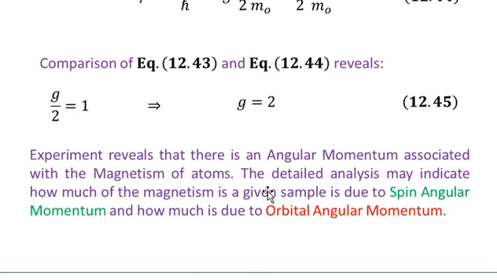The detailed analysis, which we are not covering in this course, may indicate how much of the magnetism in a given sample is due to spin angular momentum and how much is due to orbital angular momentum. This is still unknown. That's why sometimes we kept the data without using the subscript L or subscript S, because we were unaware how much of the contribution to the angular momentum is due to spin or due to orbital.